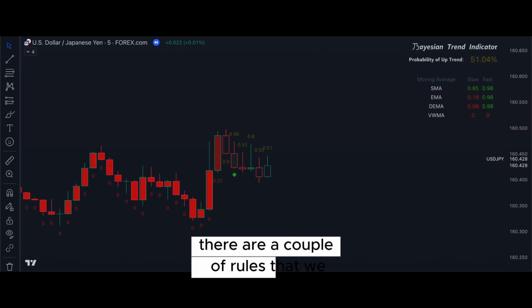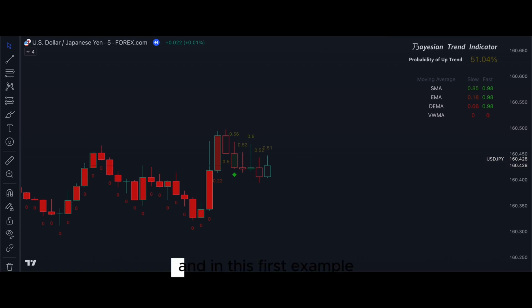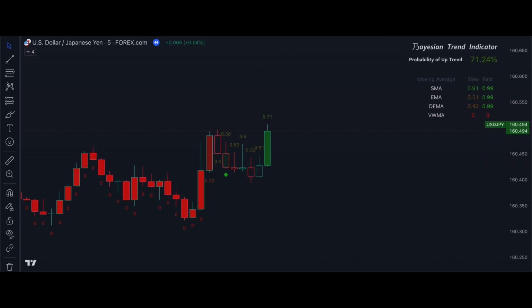Okay, so in order for us to get into a trade with the help of this indicator, there are a couple of rules that we need to follow. And in this first example, we're going in for a long position. Rule number 1. In order for us to get into this trade, we only go in for a buy when the indicator is giving us green candles. And this, of course, might seem super obvious, but bear with me.